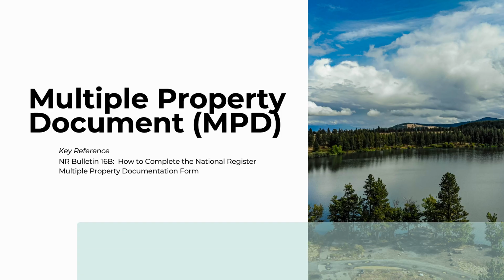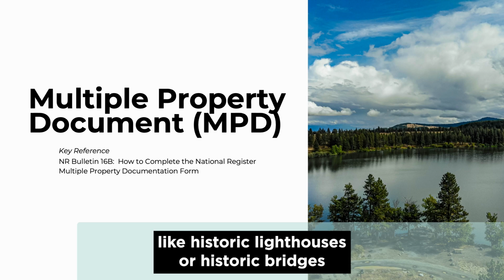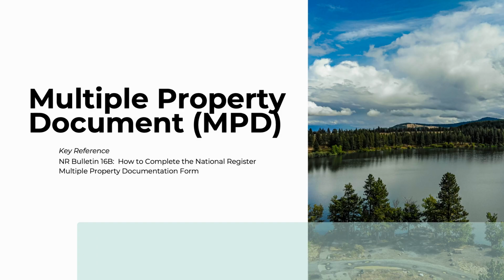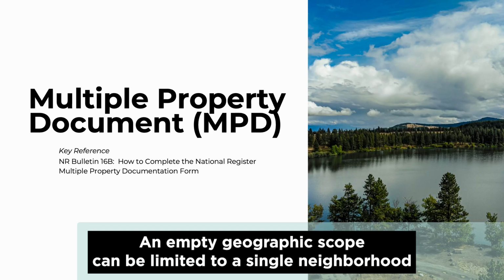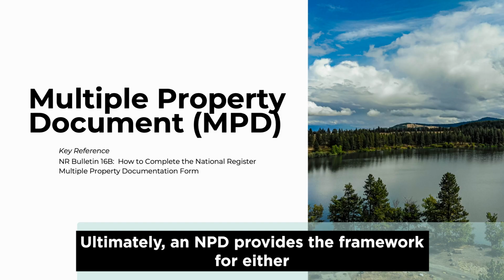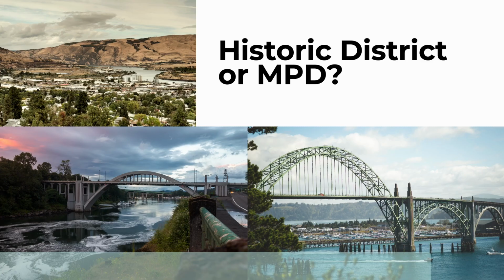An MPD form takes a group of related properties, like historic lighthouses or historic bridges, across a particular geographical area and identifies common themes, trends, and patterns of history for that group of properties. An MPD's geographic scope can be limited to a single neighborhood or community or can cover a broad geographic range. Ultimately, an MPD provides the framework for either the simultaneous or future listings of related properties.